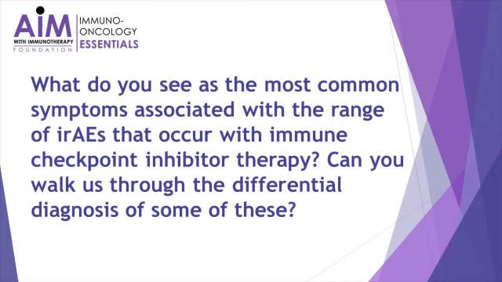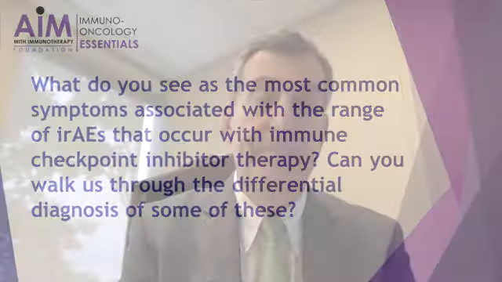What do you see as the most common symptoms associated with the range of immune-related adverse effects that occur with immune checkpoint inhibitor therapy? Can you walk us through the differential diagnosis of some of these? The most common things we see are a rash, diarrhea, and generalized fatigue or malaise.